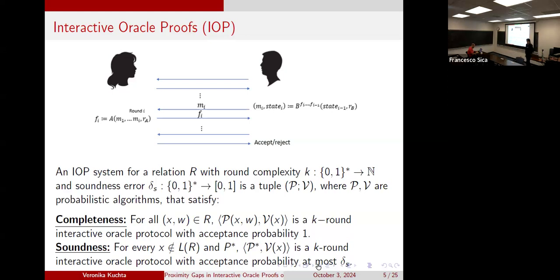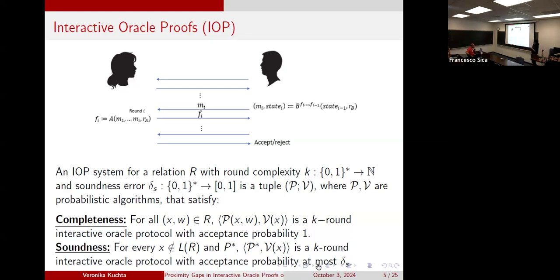Interactive Oracle proof systems are just a combination of interactive proofs and probabilistically checkable proofs, right? As you remember, interactive proofs allow interaction between the prover and the verifier, and probabilistically checkable proofs are not interactive. The randomized verifier only has access to the proof oracle, and can query the proof oracle on only a few positions of the proof.